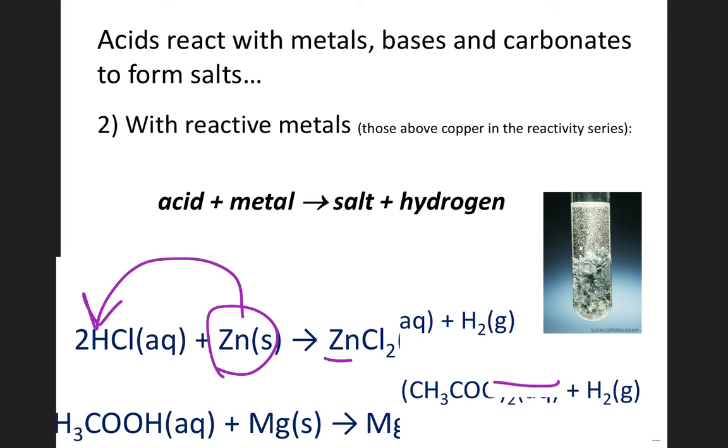So with this, it's really not fitting our traditional definition. Yes, we're forming a salt, but not water. And that's because there's no hydroxide. So how are we going to get water without the O? That doesn't really make sense.